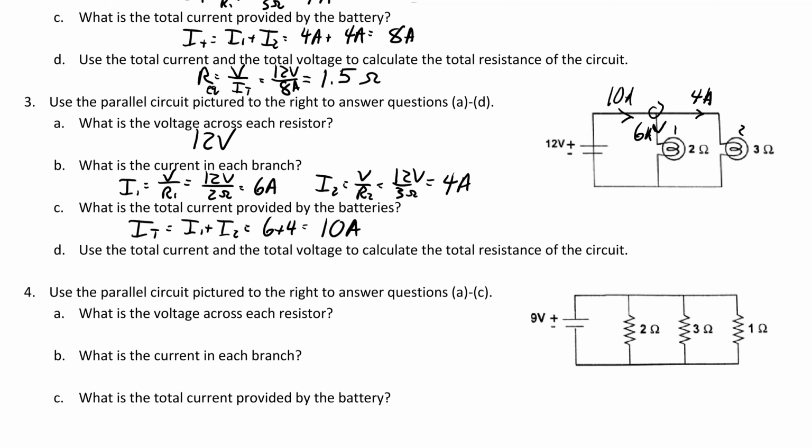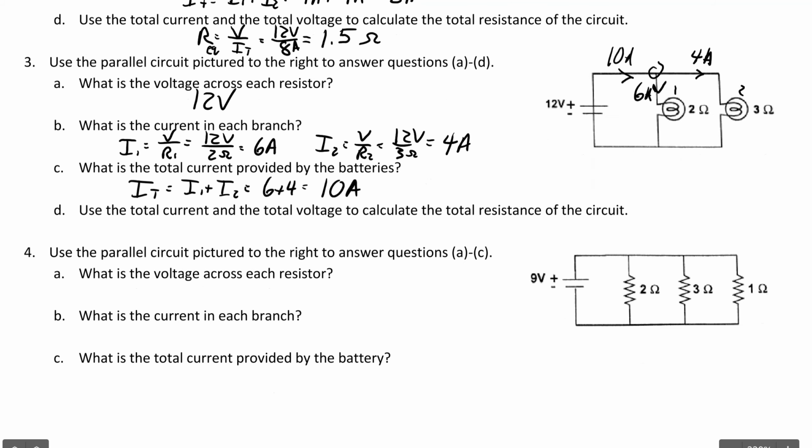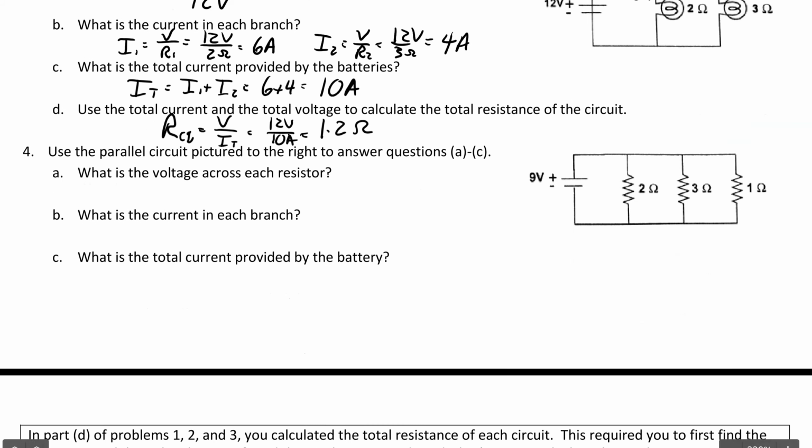And now, again, we could find the equivalent resistance using the total current and the voltage. So Req is equal to V over I total. 12 volts divided by 10 amps. That's going to give you 1.2 ohms. And again, just to check, this is actually a check to make sure you're doing it right. The equivalent resistance should always be less than the smallest resistance. So 1.2 is less than 2 ohms. So we know we did it right.